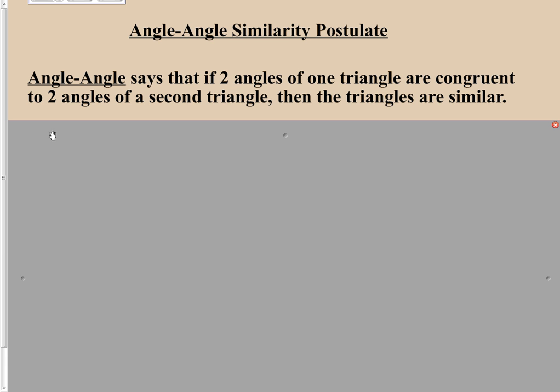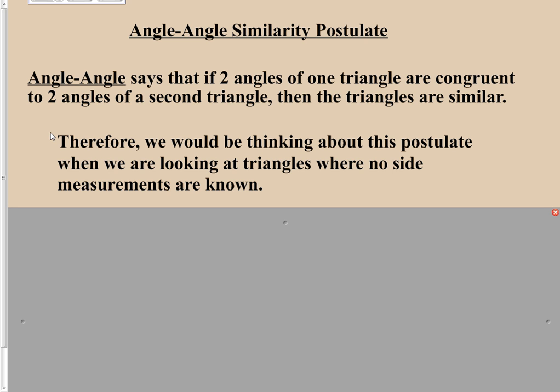Now obviously that means we would be thinking about using this postulate if all we had in the triangles was angle information. And it's possible you might have some other information mixed in with it, but predominantly we have angle information. So this will enable us to make the prediction of triangles being similar without having to go through any of the proportions for any of the side lengths for that triangle or those triangles.